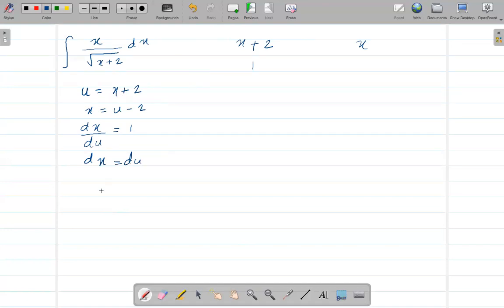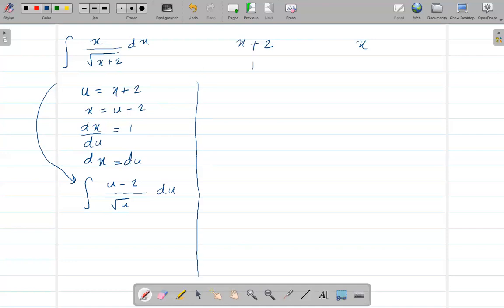All right, so now from here again, on the top we said x is u minus 2. On the bottom, the square root of x plus 2 is the square root of u. And we said dx is du, right? Yes, it's a little bit confusing, but I'm just doing a few algebra steps, replacing or substituting things. That's all I've done so far.